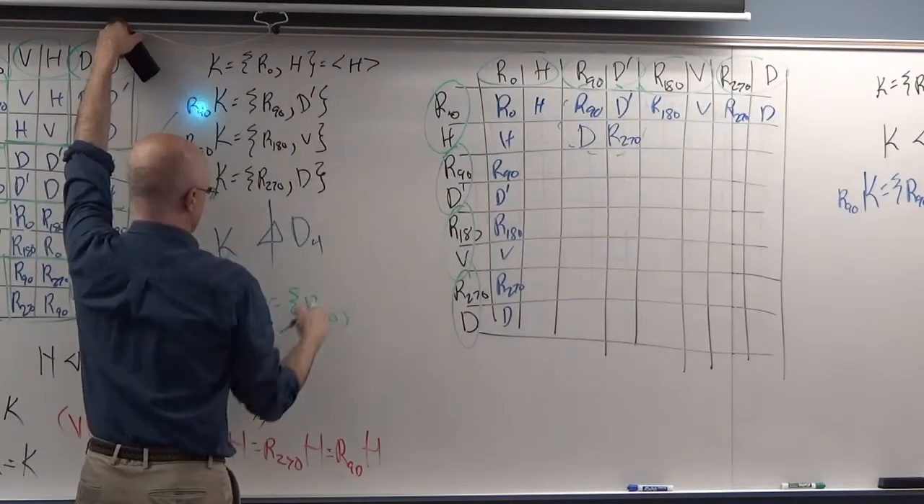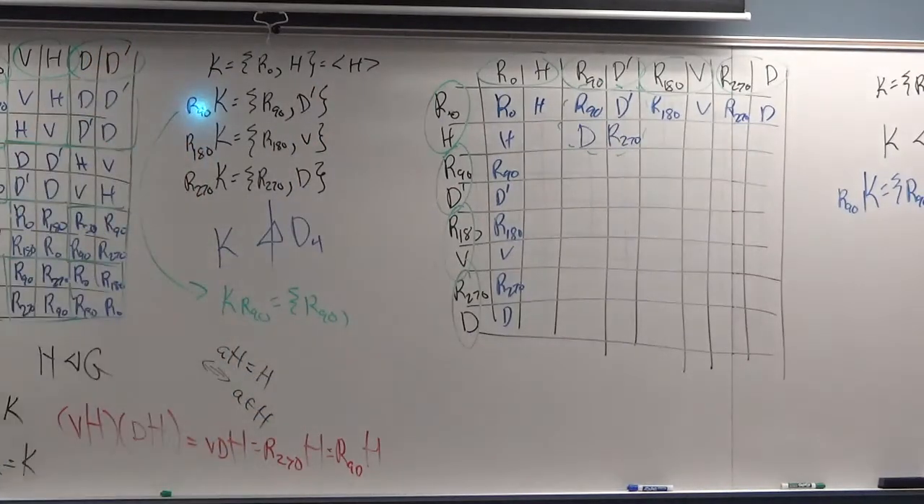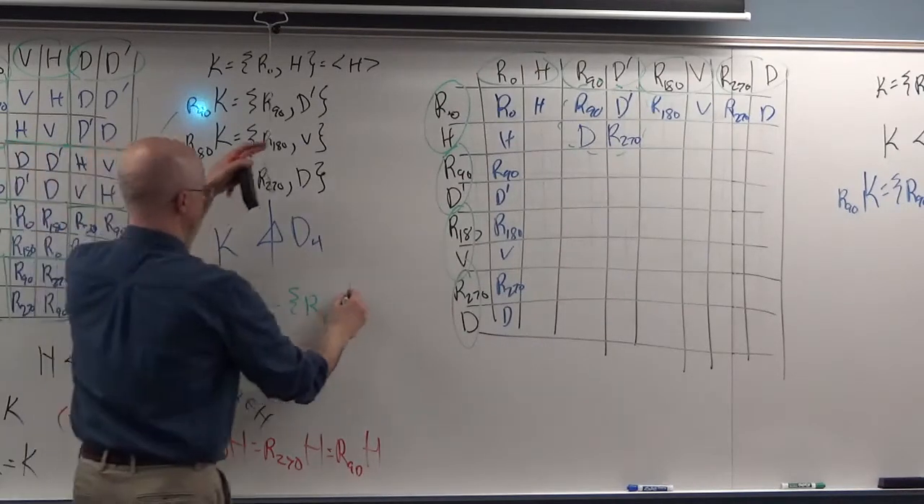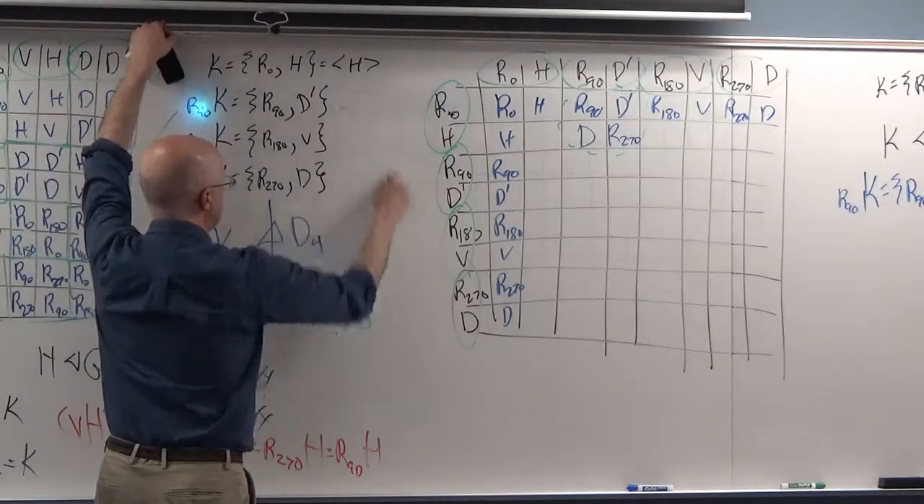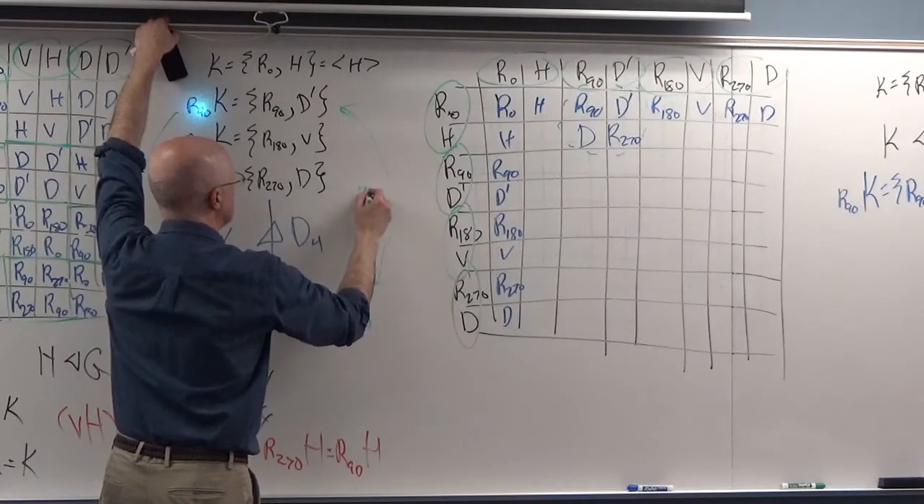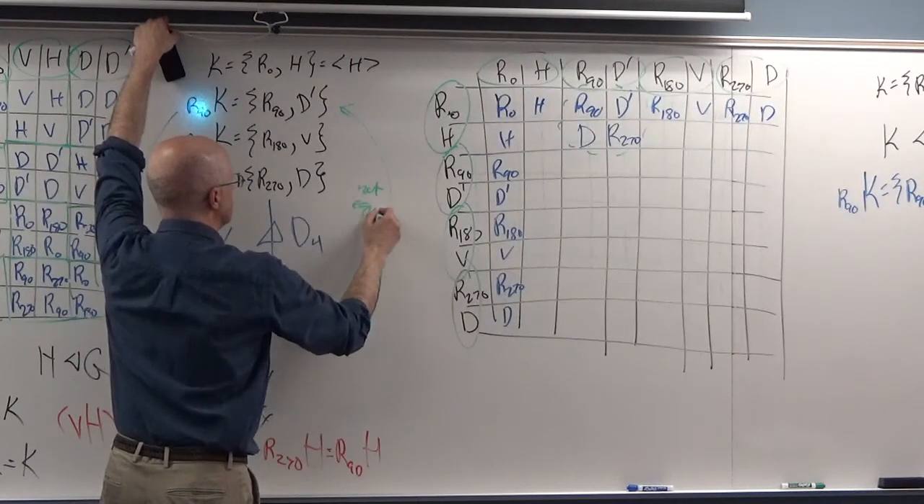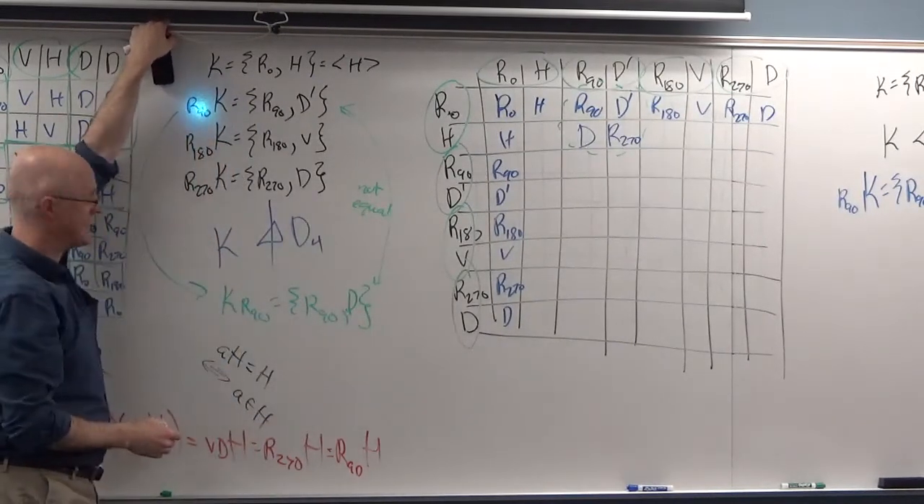It would be H times R90. So look here, H times R90 is D. These are not equal. Again, this shouldn't be surprising. K is not normal.